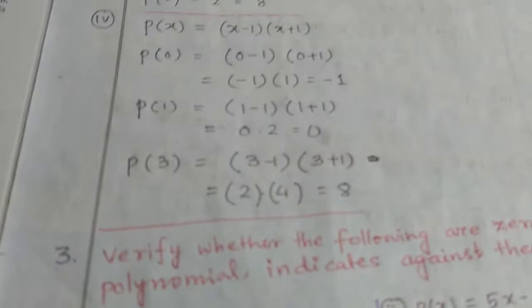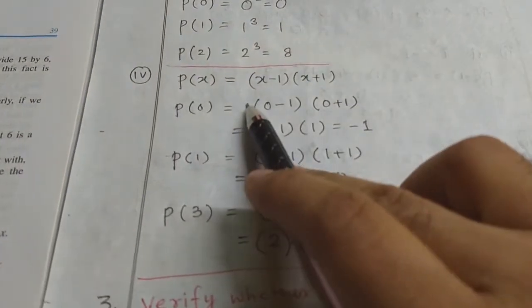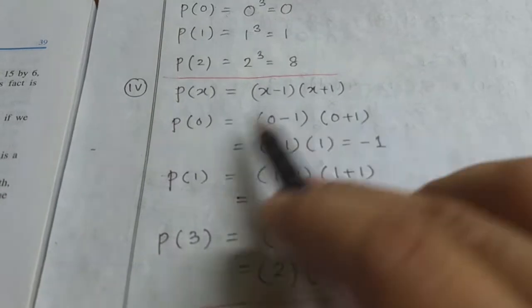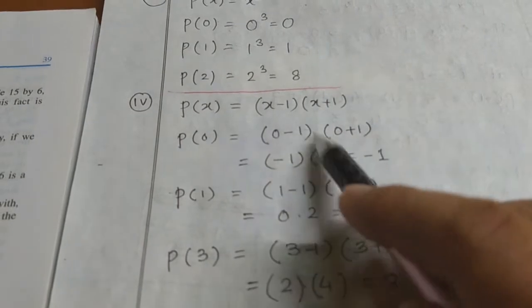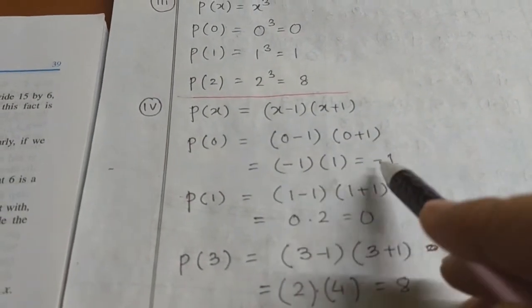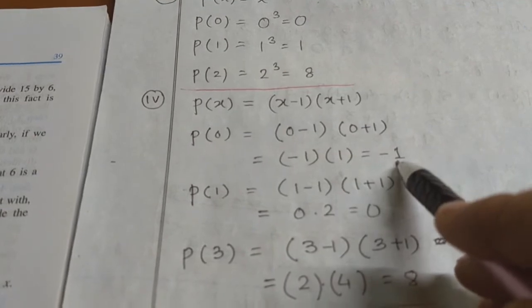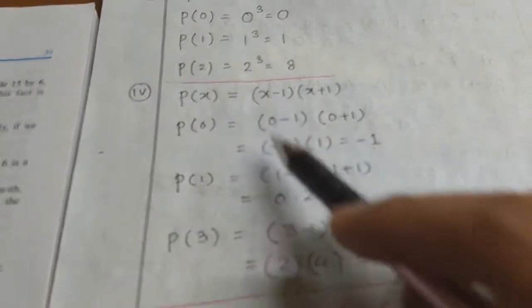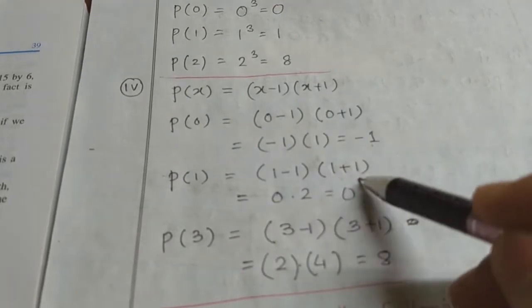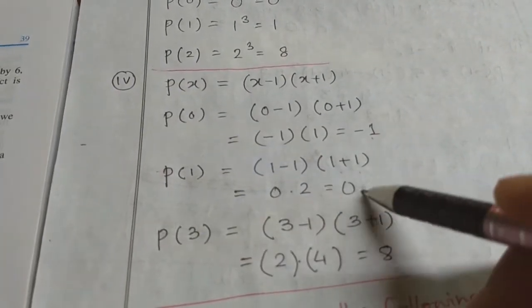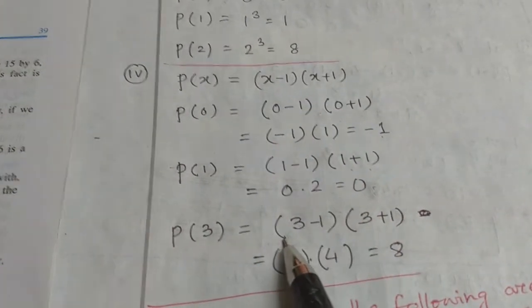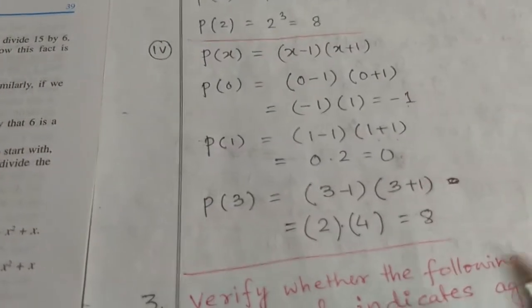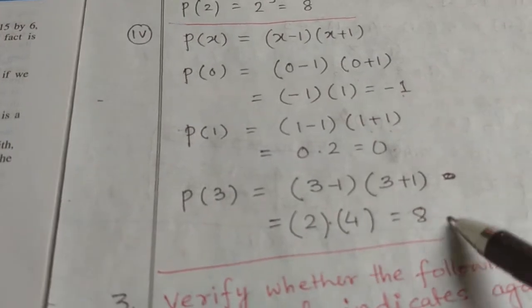Okay. Question number 4 is p(x) equal to x minus 1 into x plus 1. So in p(0) we replace x with 0. So 0 minus 1 into 0 plus 1. 0 minus 1 is minus 1, 0 plus 1 is 1. Minus 1 into plus 1 is minus 1. Next, p(1), replacing x with 1. So 1 minus 1, and here also 1 plus 1. 1 minus 1 is 0, and 0 into anything is 0. So 0. p(3): I'm replacing x with 3. 3 minus 1 into 3 plus 1. So 3 minus 1 is 2, 3 plus 1 is 4, 4 into 2 is 8.